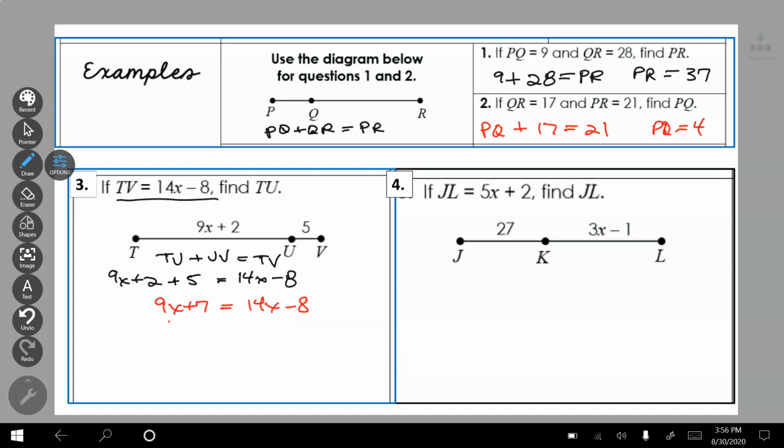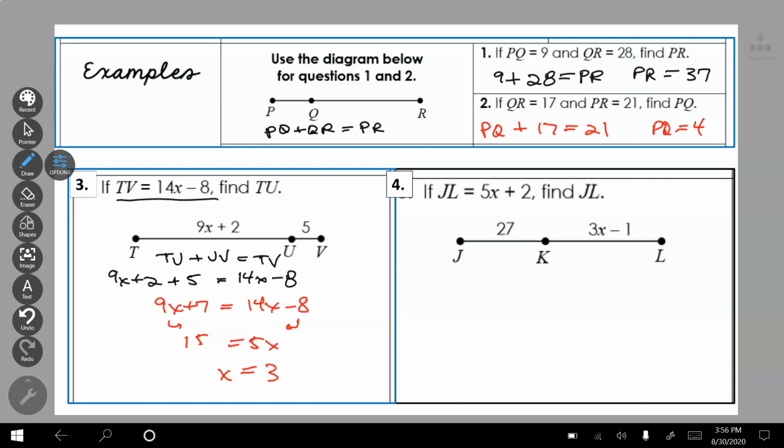I'm going to bring the 9x over. I'm going to bring the 8 over. And I get, well, if I bring the 9x over by subtracting, I get 5x. If I bring the 8 over by adding it, I get 15. I get x is equal to 3.